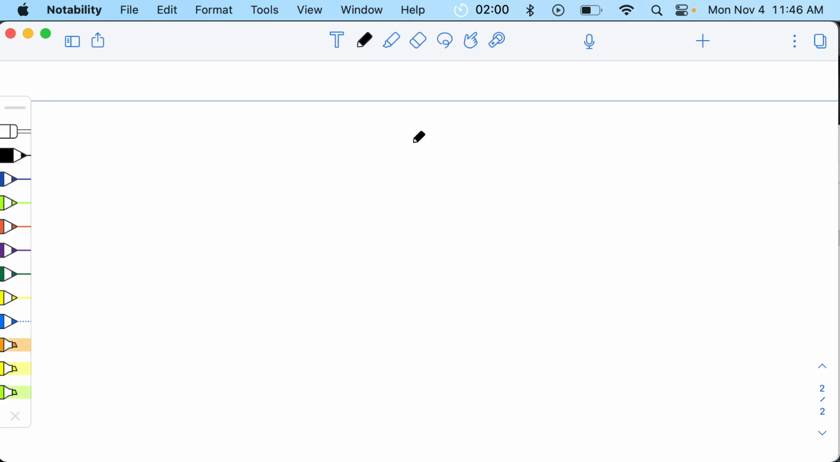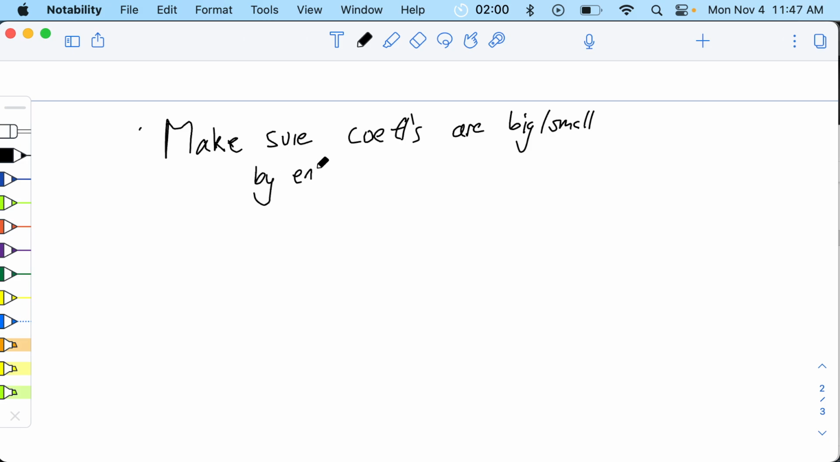Okay. So make sure coefficients are big or small by ensuring features are the same size.